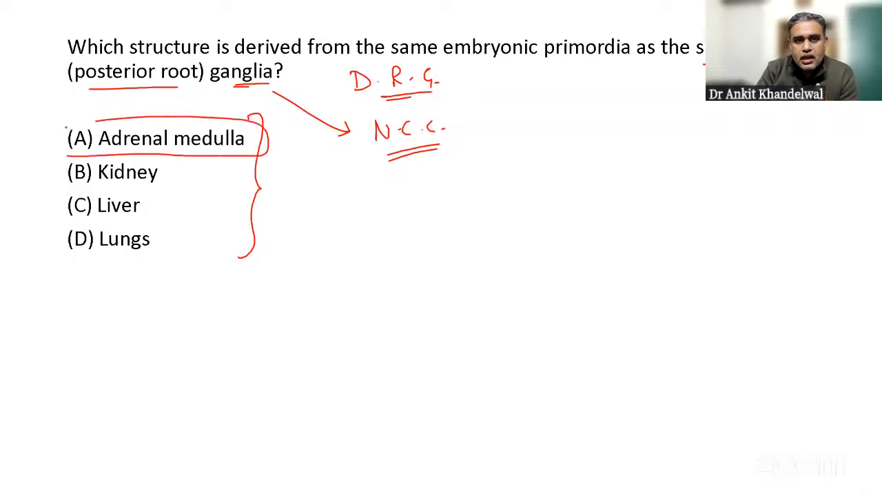Option number A, I guess you all will agree, adrenal medulla. Kidney, intermediate mesoderm. Liver, again, endoderm, mainly a bit of mesoderm. Lungs, again, mainly endoderm. So neural crest cells give rise to ganglia, adrenal medulla. Other structures were also there. If you just revise, odontoblast was there, Schwann cell was there, melanocyte was there, conotruncal septum of the heart was there. All the ganglia, including the parasympathetic ganglia, were there.